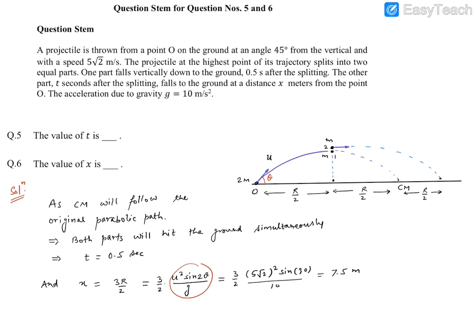As per the range formula from projectile motion, R is u square sine 2 theta upon g. u is the initial velocity, which is 5√2. Theta is 45, so sine 2 theta will become sine 90, which is 1. g is 10. We can simplify, and this number comes out to be 7.5 meter. That means x is going to be 7.5 meter, whereas t is going to be 0.5 second. These will become our final responses. Thank you.